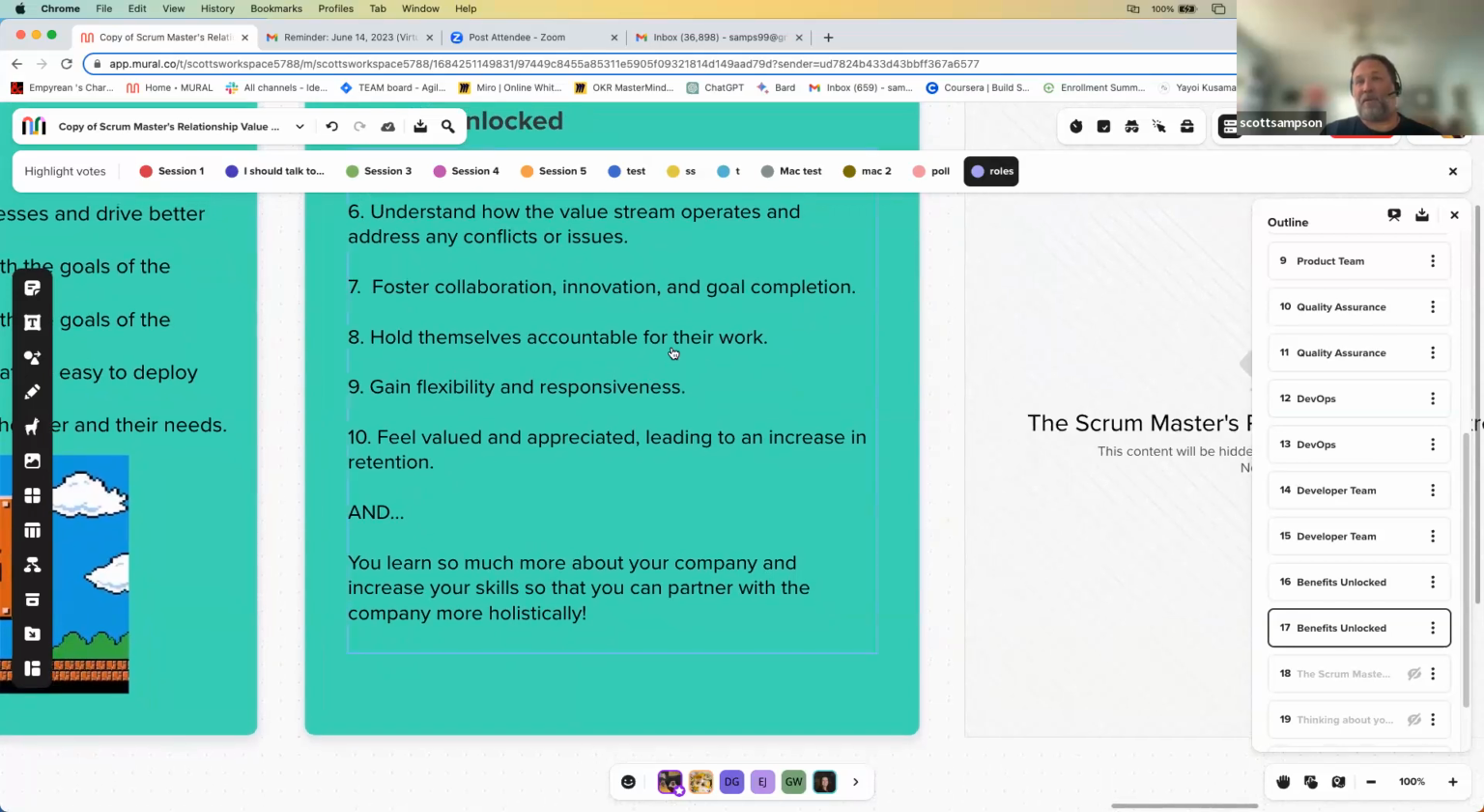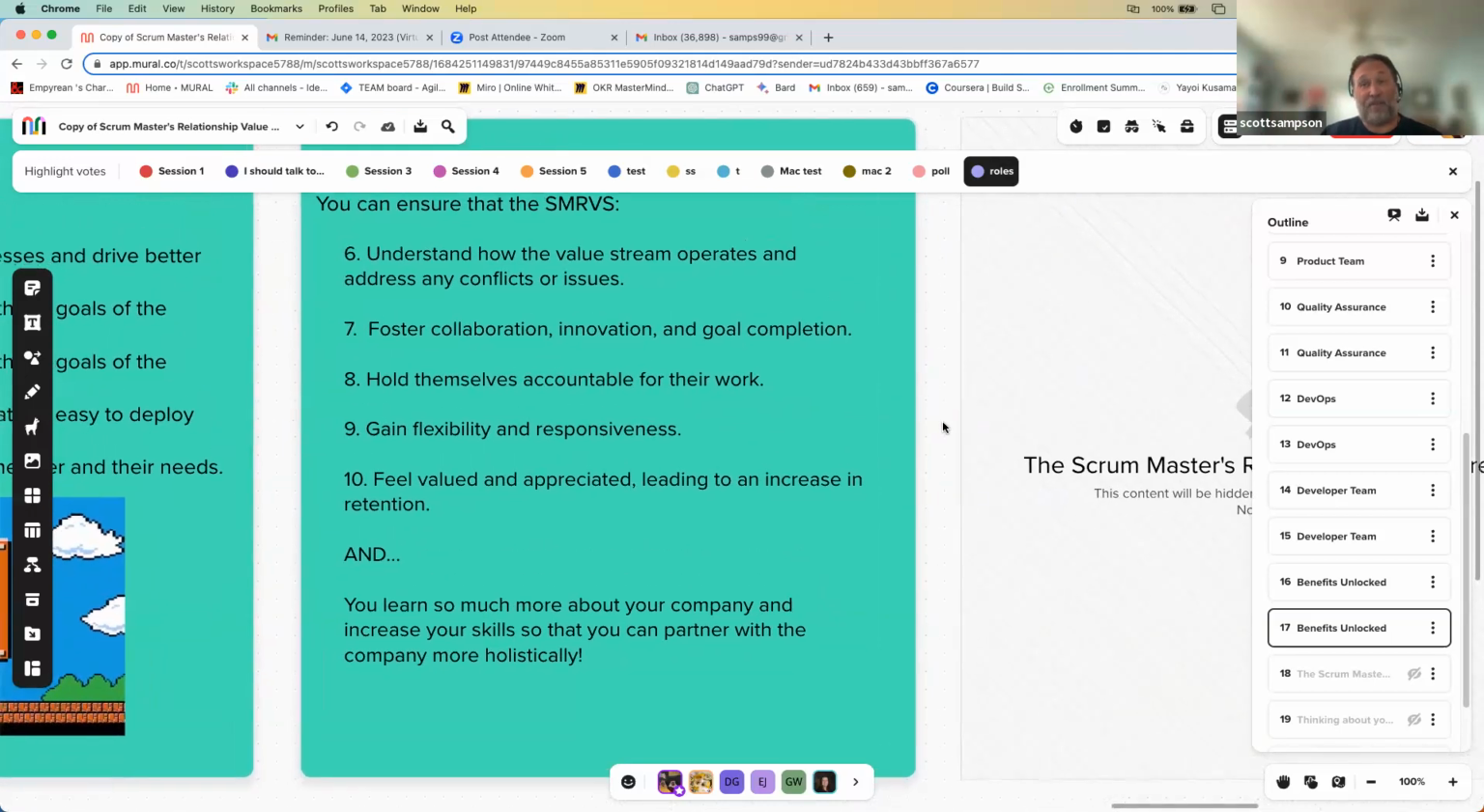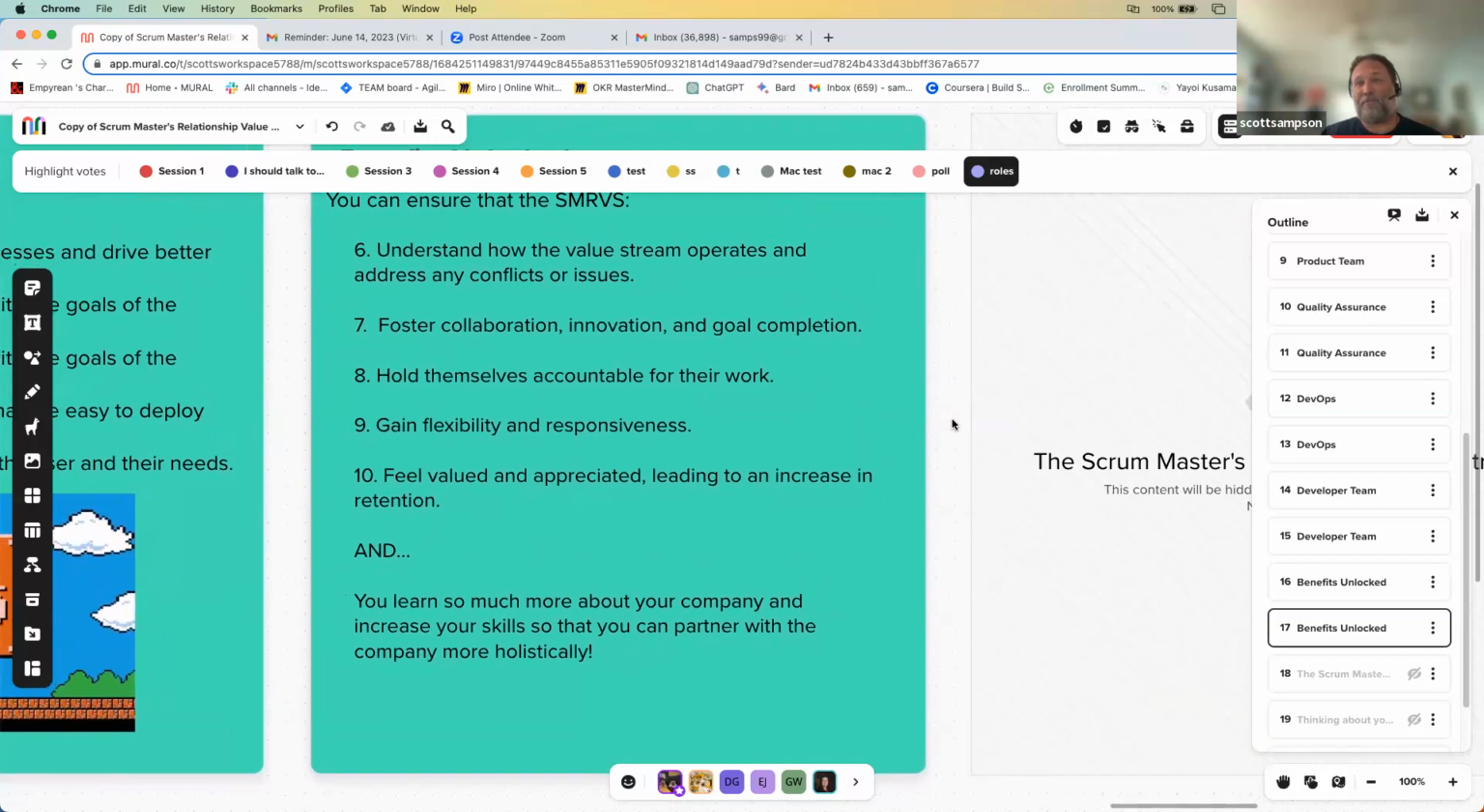So by talking to them, they'll also learn how to hold themselves accountable for their work. If you're talking to them on a regular basis and showing that you care and asking about how they're doing and what they're doing, sometimes that can help people become more accountable for their work, and care more about what they're doing and how it impacts others in the value stream.